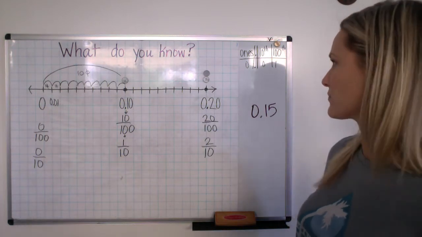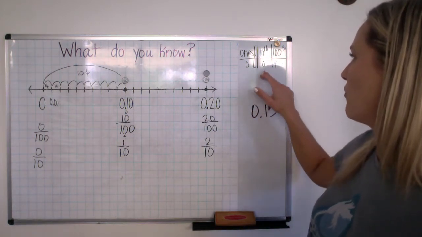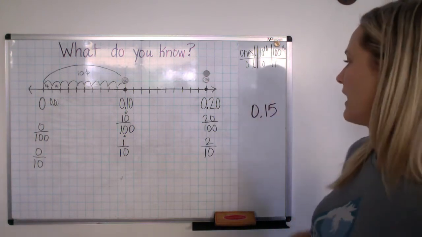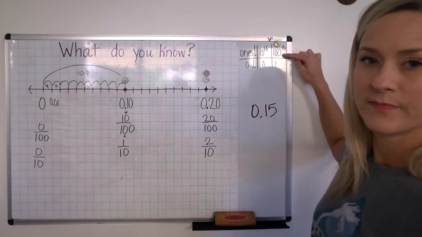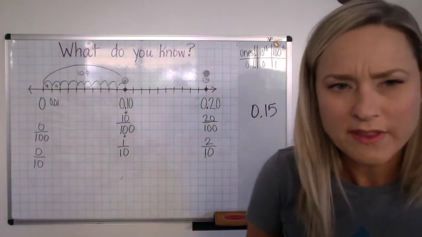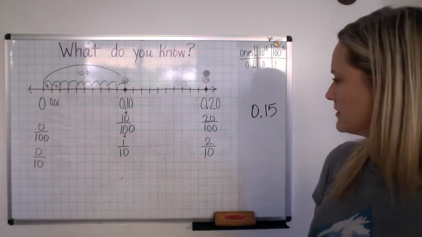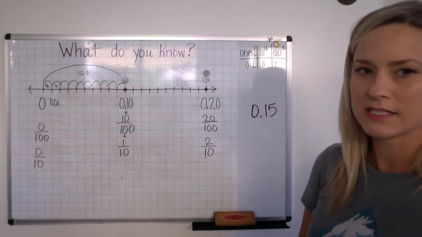So first, let's practice reading it. We have a 0 in the ones place, a 1 in the tenths place, and a 5 in the hundredths place. And we would read it as 15 hundredths. Whatever the last column is what we say. Okay, so where do you think that would go? I want you to find the spot on the number line. Find it with your eyes.